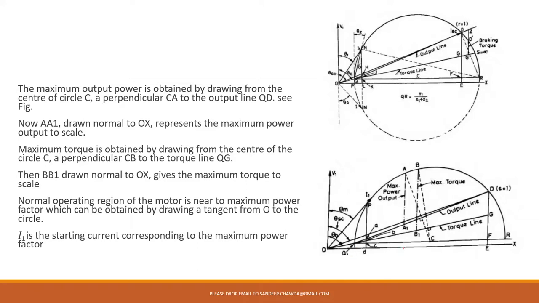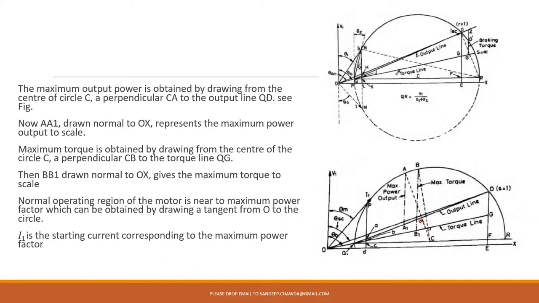We have drawn a perpendicular to the output line from the center of the circle. So this is CA. You could see that it looks tilted, but it is not tilted. This is your output line. So you have drawn a perpendicular. Perpendicular means it should make an angle of 90 degrees. You can see here we have made an angle of 90 degrees. So a perpendicular is drawn.